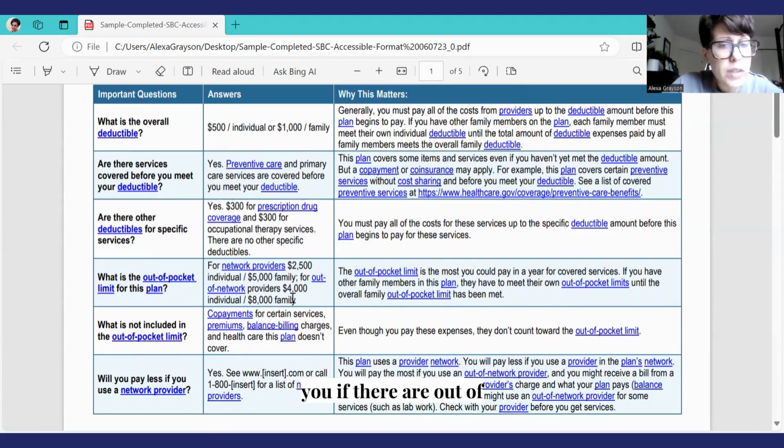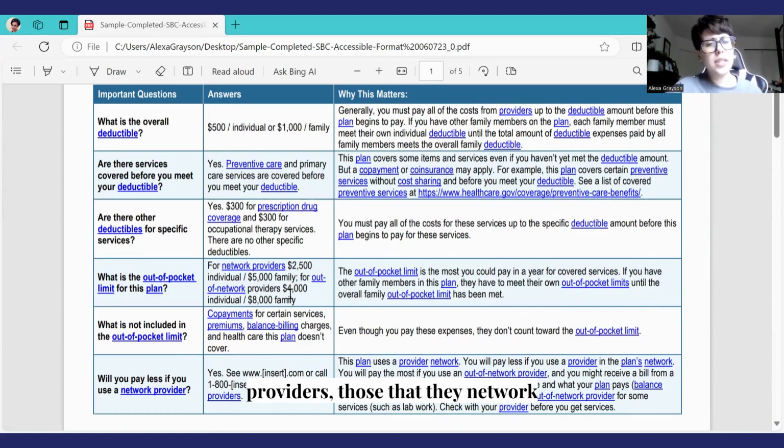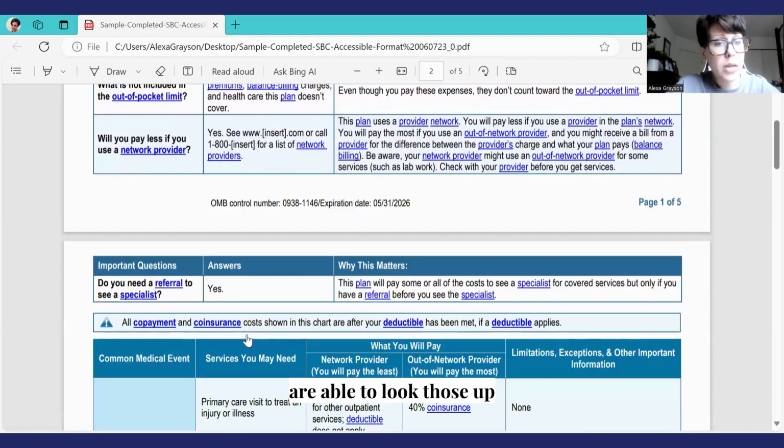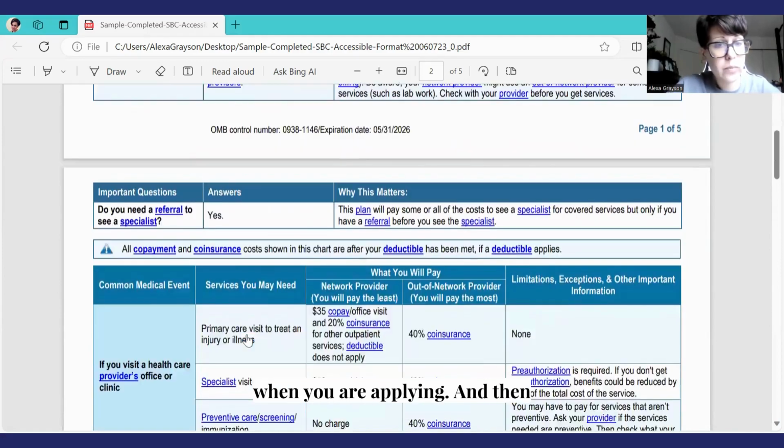It does also show you if there are out-of-network benefits. Is there a separate out-of-pocket for out-of-network services? Typically, those deductibles are different, and they're typically higher than if you were to go in your network, because insurance is usually trying to get you to stick to preferred providers, those that they network with. It does talk about here too that you will pay less if you use a network provider, and you are able to look those up when you are applying.